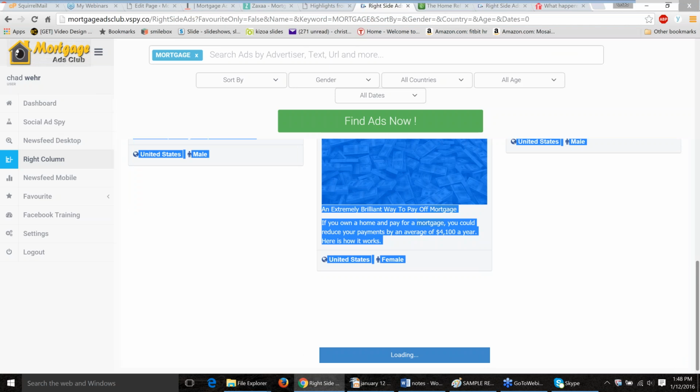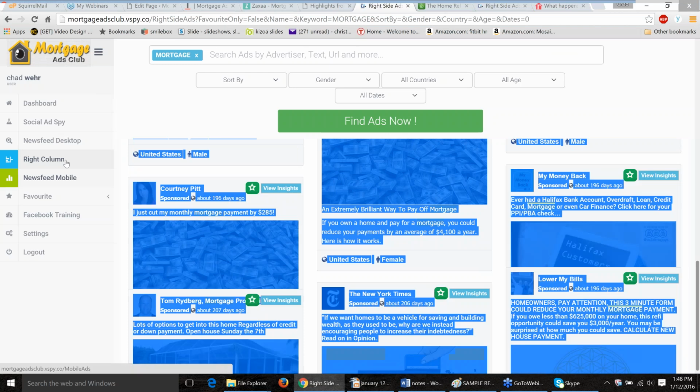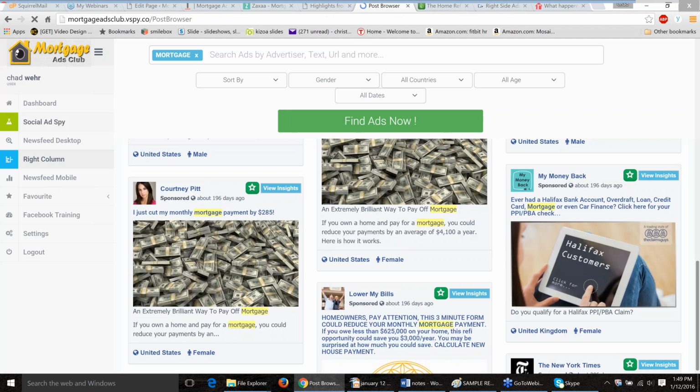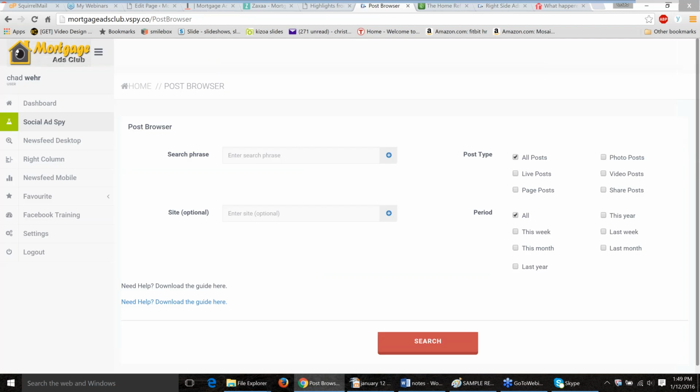But if I want to make some changes here, now I can just see the mobile ads. I apologize, these are the right column we've been looking at. The mobile is down here. But then we also have something called Social Ad Spy. This feature is for the fact that not every ad is a traditional ad. You get a lot of these big fan pages that have hundreds of thousands of followers, and they sponsor their content, boost their posts, or put dark post ads out there. These don't show as traditional ads, so they won't be pulled up in those original feeds.